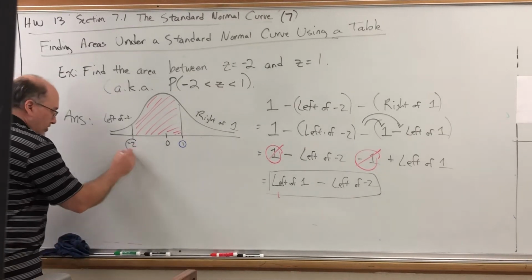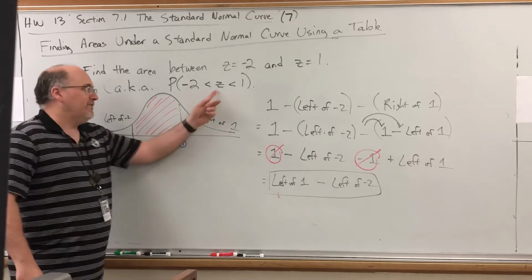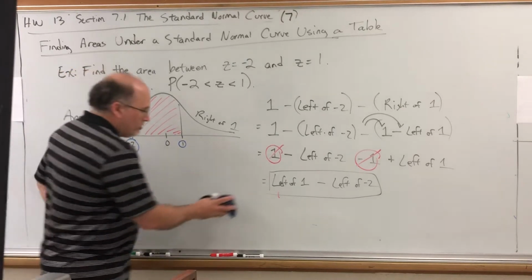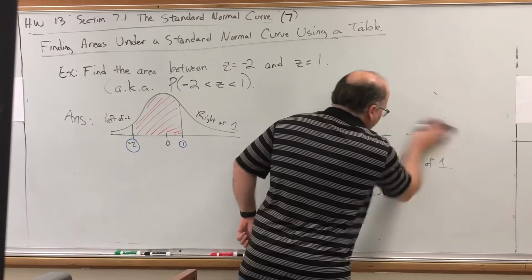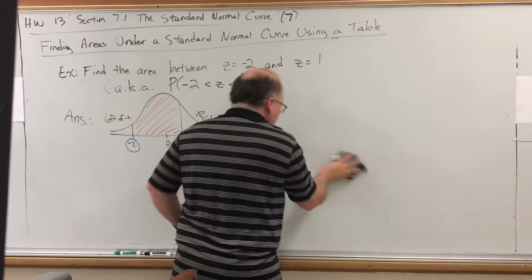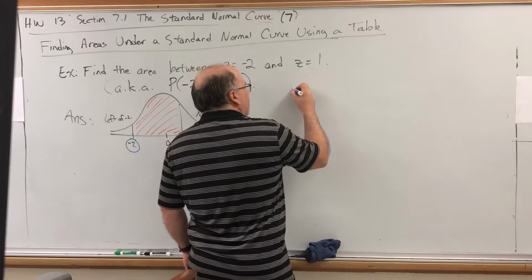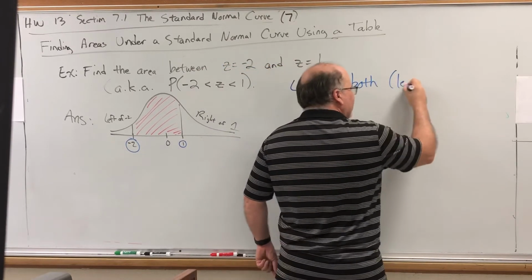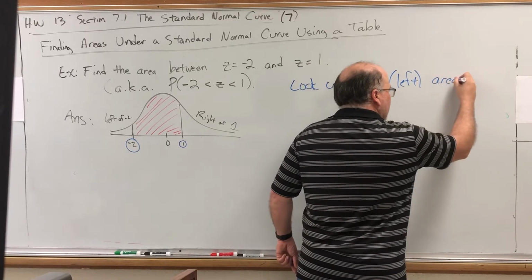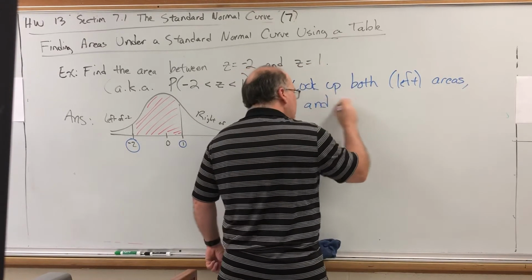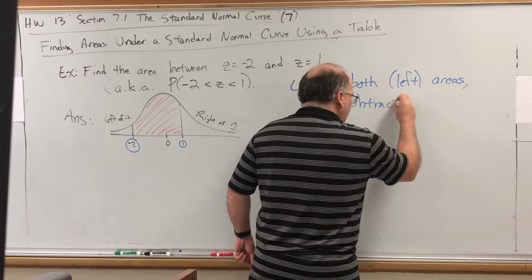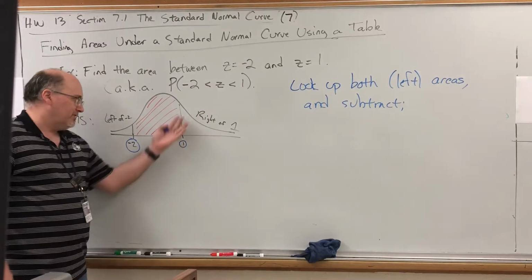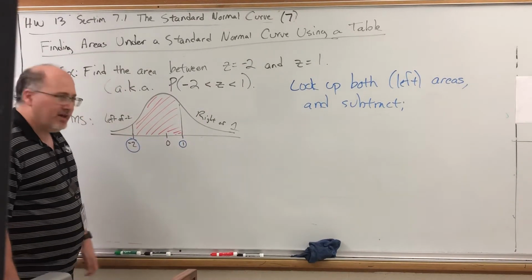So, in short, and I could have just started with this, to find the area between two z-scores, you just look them both up and then subtract their left areas. So, let's look up both of them. Let me write in words what I just said. Look up both areas. And when I say both areas, they are both left areas. And subtract. So let's look up the area to the left of 1, because it will be the greater area, and the area to the left of -2.